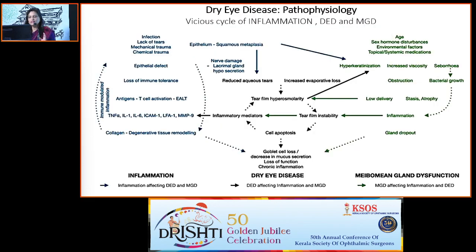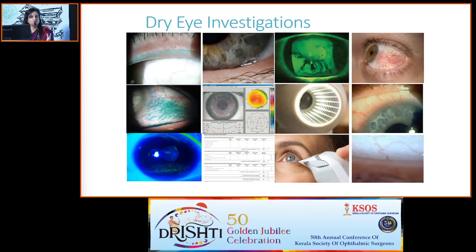Now, this is a busy slide which just goes on to say that this is a vicious cycle of inflammation, dry eye disease, and MGD. And when it is a vicious cycle, you have to break it somewhere, be it with steroids, it doesn't matter, or immunosuppressants. So when you break it at a particular point, with the use of topical steroids or immunosuppressants, then you can continue with lubricants. Lubricants are something which you can never take the patient off once you start the patient on them for dry eye.